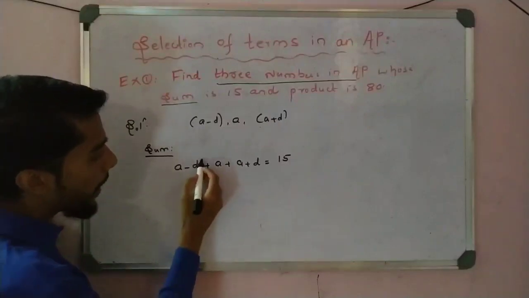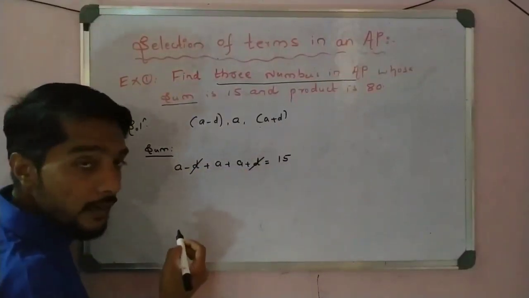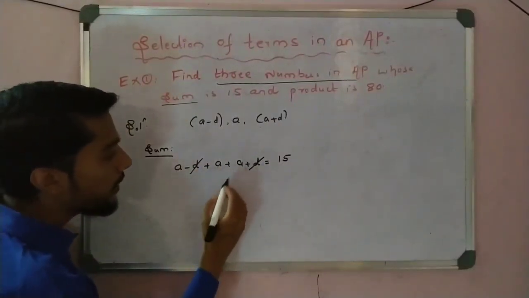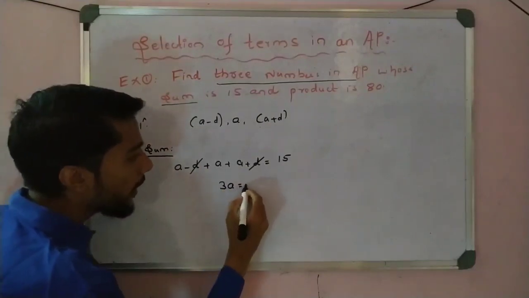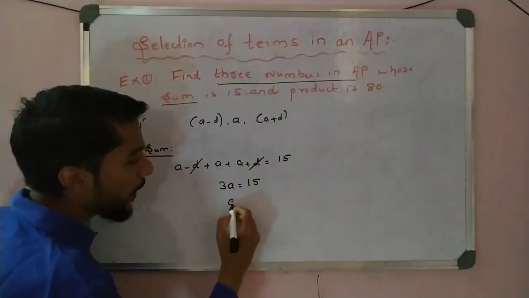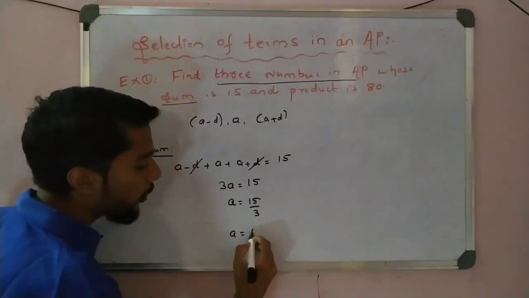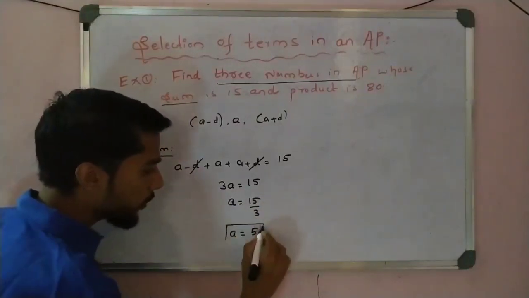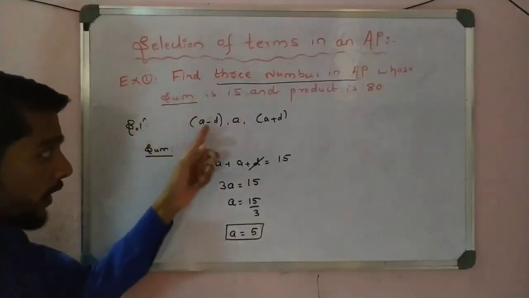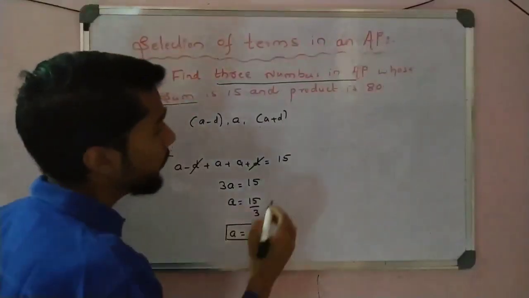Now see here, minus d plus d get cancelled. So a, 1, 2 and 3: three times a is equal to 15. So now a is equal to 15 by 3. We get 3 fives are 15, so a is equal to 5. So again we require d.